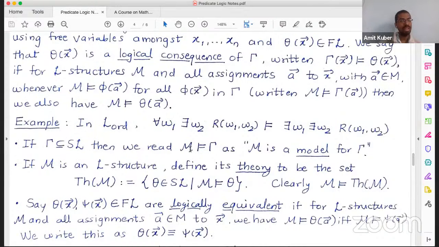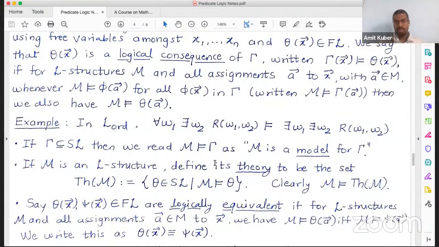Otherwise, the more axioms you have to satisfy, the smaller your class of models will be. And in the converse direction, associated to every L structure, you have the collection of sentences which are true in that structure. That is called the theory of that structure. And M just happens to be one of the models of that theory.